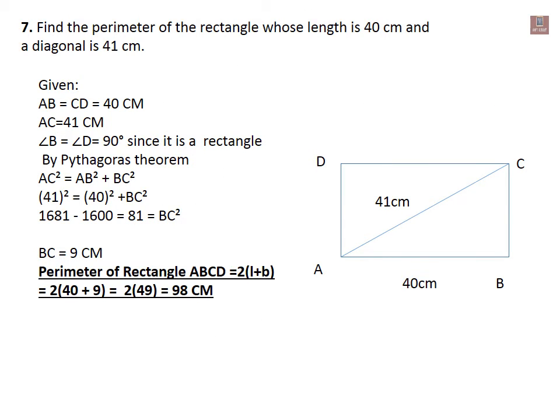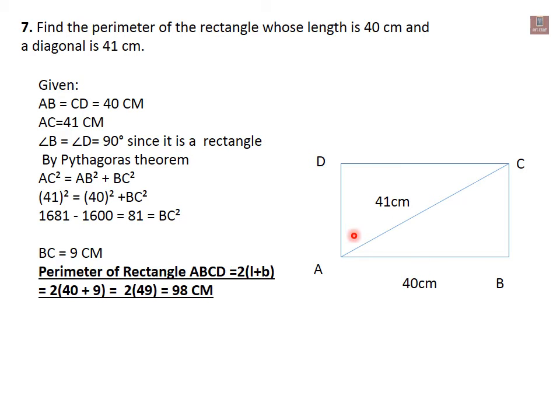Now next slide, seventh problem. Find the perimeter of the rectangle whose length is 40 centimeter and the diagonal is 41 centimeter. That means you have to find the sum of all sides. Perimeter means the sum of all sides. The length is 40 centimeter and the diagonal is 41 centimeter. So if this is 40, then this is also 40.